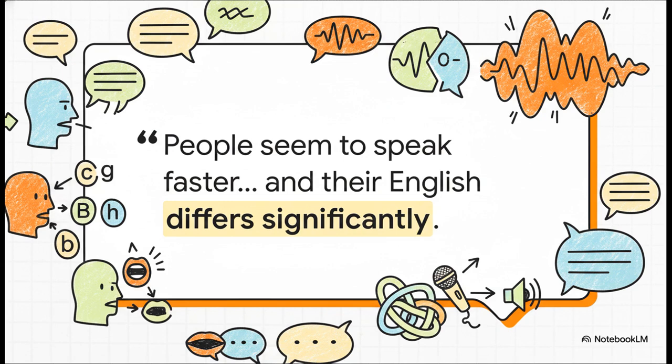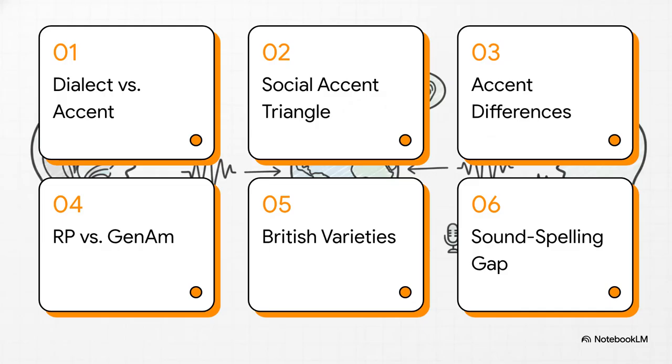Researchers Hughes and Trujillo actually hit the nail on the head when they wrote, "People seem to speak faster than expected, and their English differs significantly from what students have learned." So, that feeling of total linguistic bewilderment, it's a documented scientific phenomenon, driven by very real structural variations in how people actually speak. All right, so today we're handing you the decoder ring to finally make sense of global English.